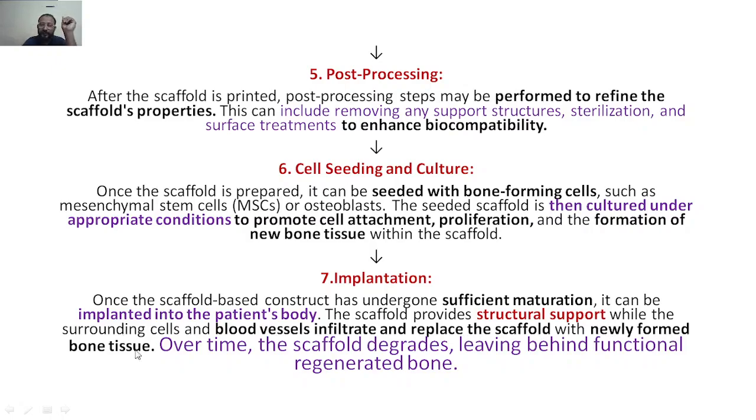and replace the scaffold with newly formed bone tissue. First it will give structural support for all the seeded cells to grow. Once it starts growing, the surrounding cells will start growing, blood vessels will keep forming, and eventually it will replace the scaffold with newly formed bone tissue. The scaffold is biodegradable, so it will go away and the newly formed tissue will come up. Over time the scaffold degrades, leaving behind the functional regenerated bone. Only bone will remain. We use the scaffold to grow the bone cells. Once the bone cells start growing, they form bone and the scaffold starts degrading. Okay, understood. So finally we can have that.